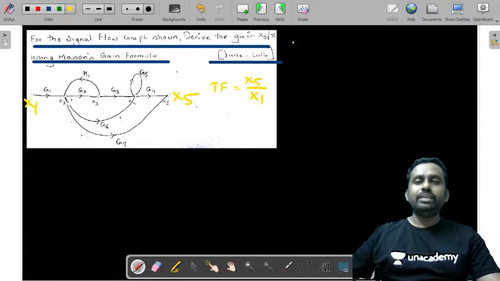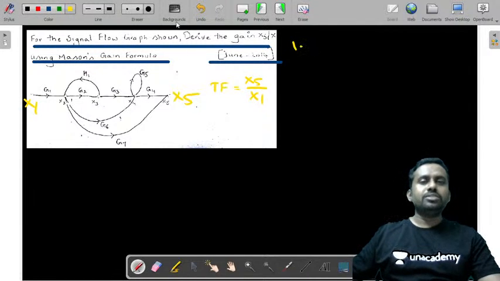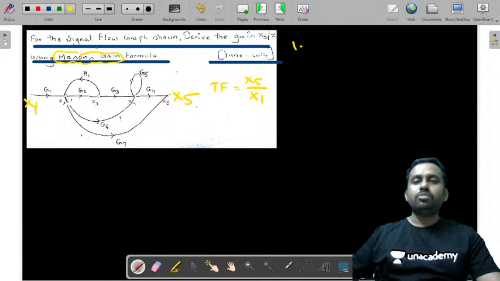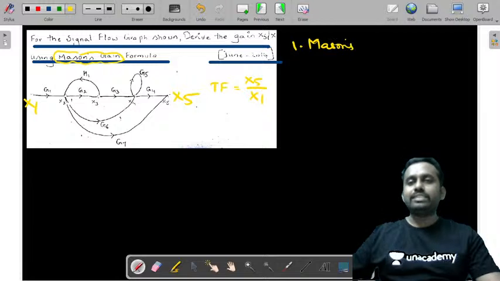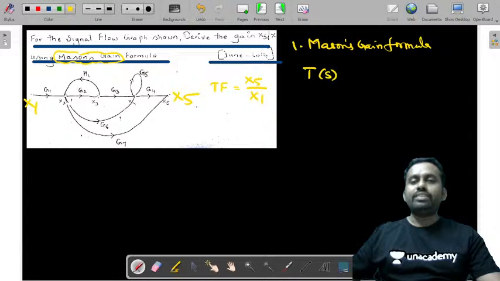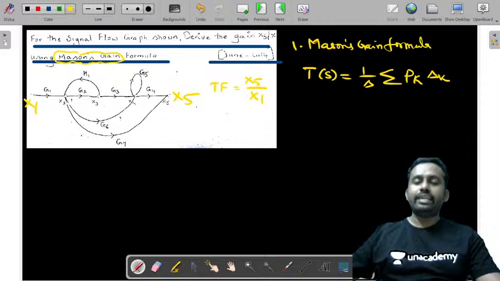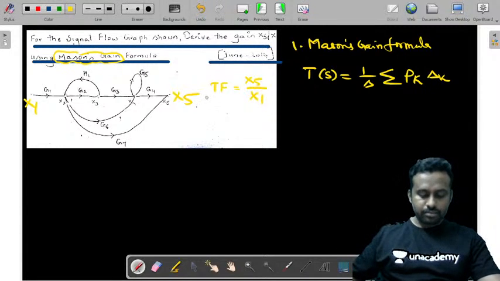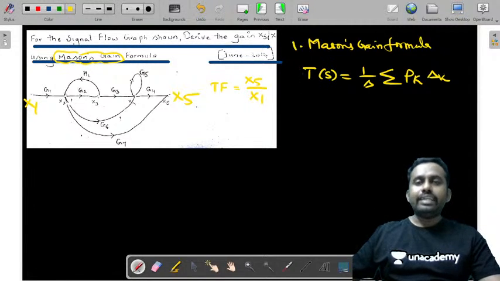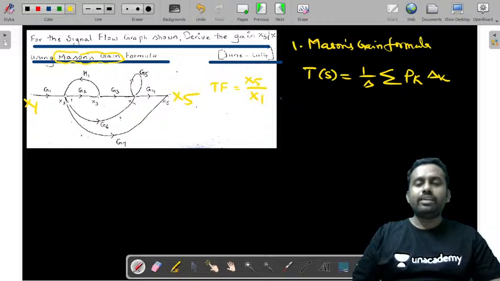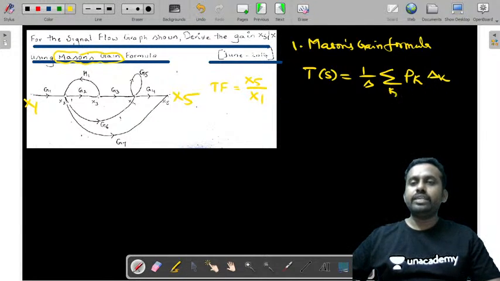From this, the first step is, in your examinations you should always write the first step, because it is already given as Mason's gain formula. So first write Mason's gain formula. What is Mason's gain formula? T of S, the transfer function, is equal to 1 by delta summation pk delta k. So that is the first step, to write Mason's gain formula. After that, you know what are pk, delta k and what is delta. So first you need to write this.